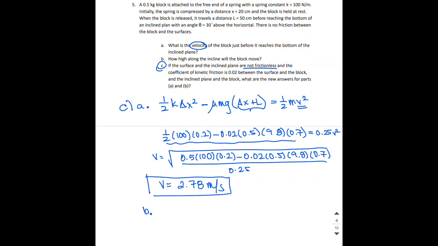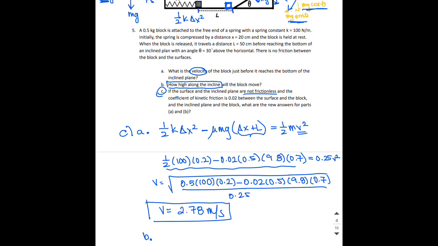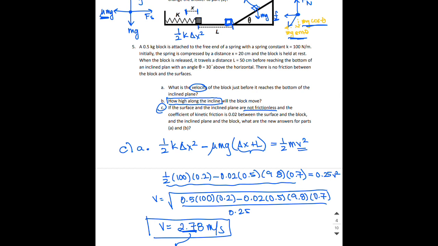Part B is going to be finding how high along the incline the block will move. So what we know is that at the end of this incline, right before it starts moving up, it has a velocity, which means it has a kinetic energy with a velocity of 2.78. So I'm going to start with kinetic energy, and that's going to be from this velocity. And then I know that there's going to be some work done on that object as it goes up the ramp. So the work is going to be any of the forces, so the mg sine theta and the friction, that are opposing the distance in which it is traveling. Remember, force and distance have to be parallel.